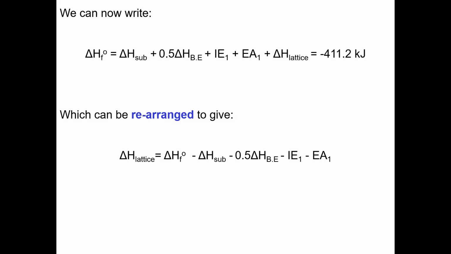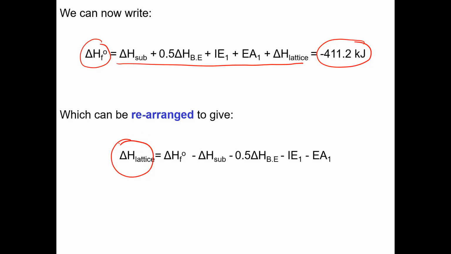So let's see how we can extract the lattice energy out of this. We know the enthalpy change for forming a mole of sodium chloride is equal to negative 411.2 kilojoules. And then we also know that is the sum of the energy changes for our 5 steps. So we can just reorganize this to get an expression for the lattice energy. If I know this, this, this, this, and this, I can now get my lattice energy.